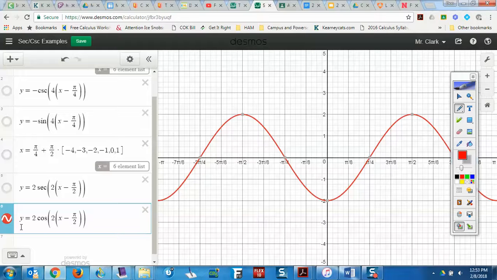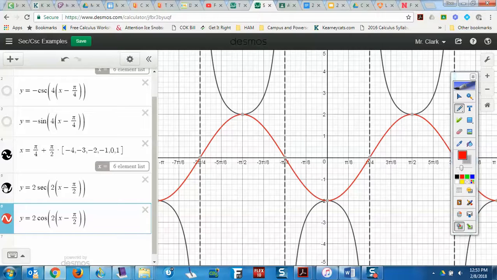We've got a shift to the right of pi halves, so it's been shifted over here. There's our cosine shifted over pi halves. So if we're graphing this one right here, we would do it with cosine, all the stuff we already know how to do, and then we would just throw in our asymptotes right there, and then we would put in those on top and underneath. And that's it. So secant and cosecant are really easy. You just do what you did with sine and cosine and stick those on.